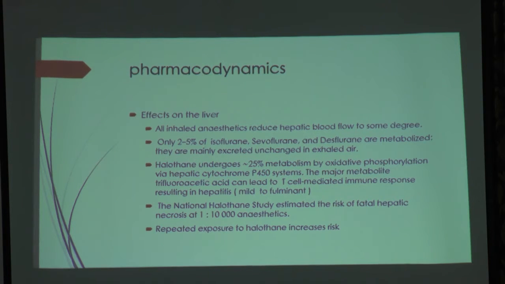Then the effects on the liver, all of them reduce the hepatic blood flow to a small degree. And then only a small percentage of them may be metabolized by the liver. But then note, halothane. You've seen halothane again. So you see why halothane is getting out of vogue in the developed world. Because 25% of halothane is metabolized by the liver. And then there's a major metabolite which is produced, which has a cell-mediated immune response resulting in hepatitis. It could be mild to fulminant.